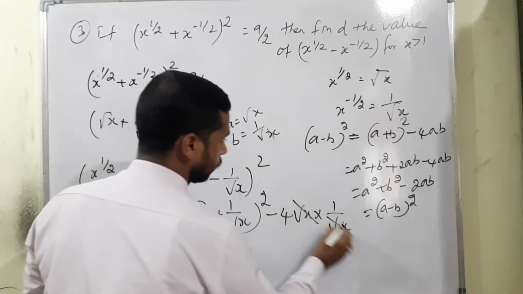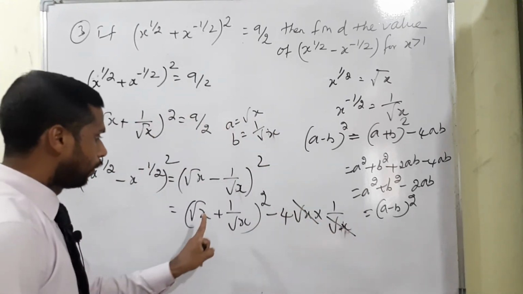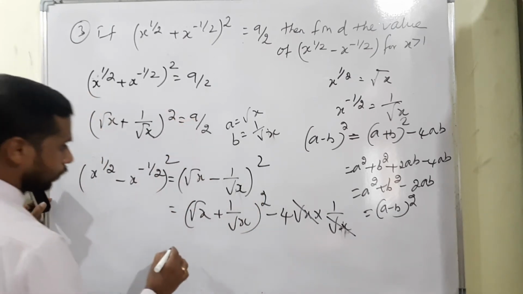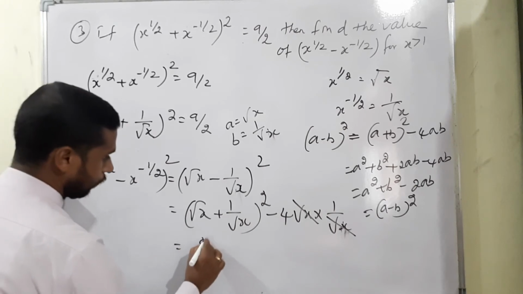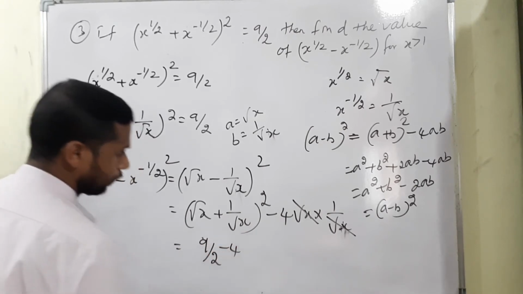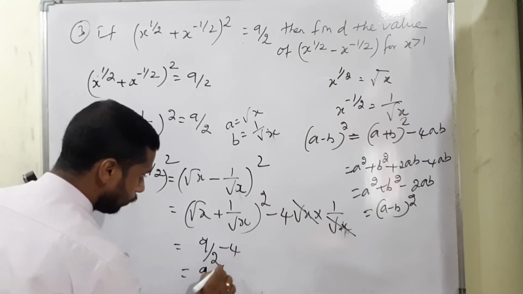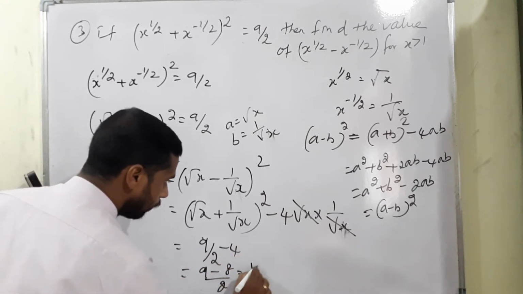Now the root x cancels. Already we know (root x plus 1 by root x) the whole square is equal to 9 by 2. The whole square is in, therefore 9 by 2 minus 4 into 1, which means 4 will come. Simplify now: 9 minus 2 fours are 8, divided by 2. The value will be 1 by 2.